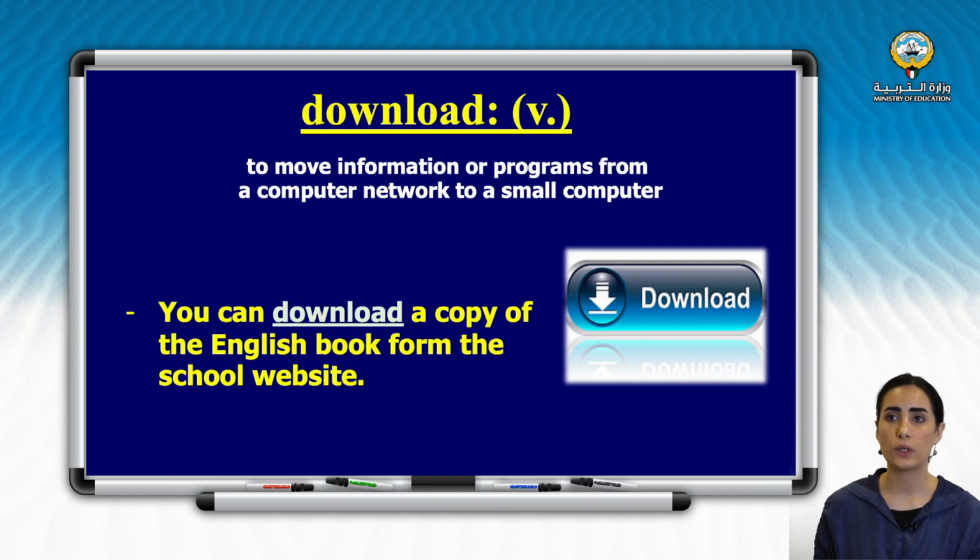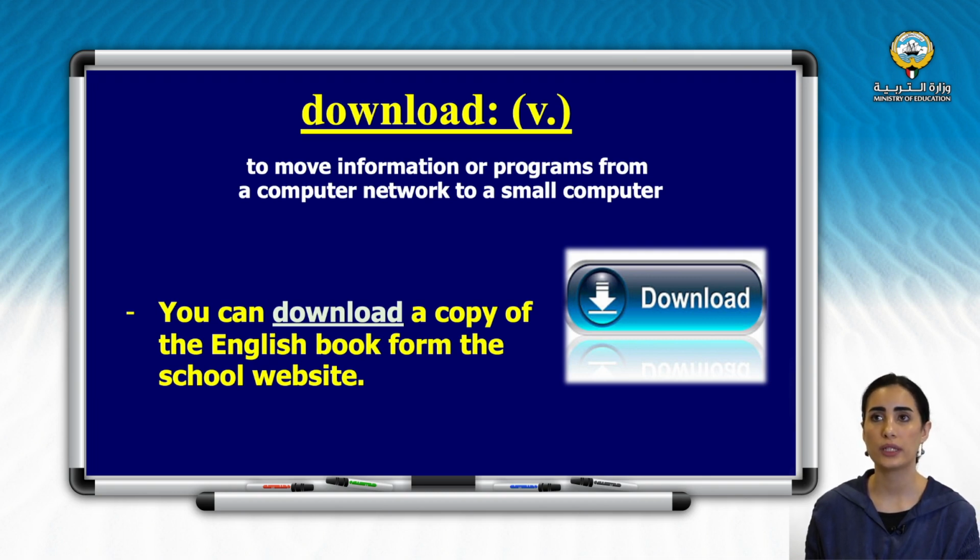You can download a copy of the English book from the school website. So what do I mean by the word download? To move information or programs from a computer network to a small computer.